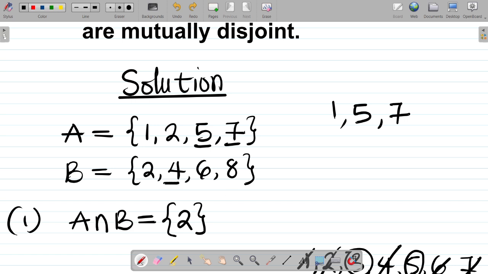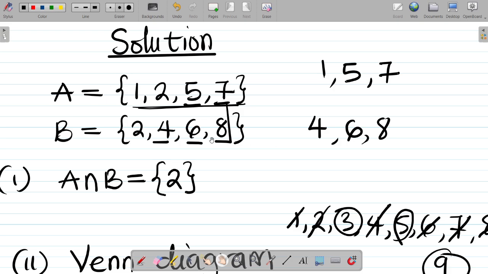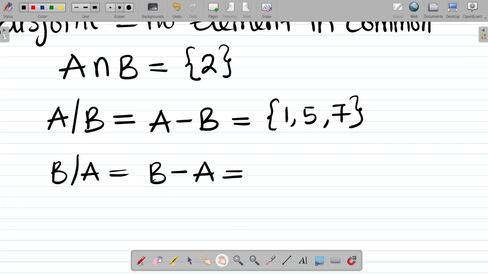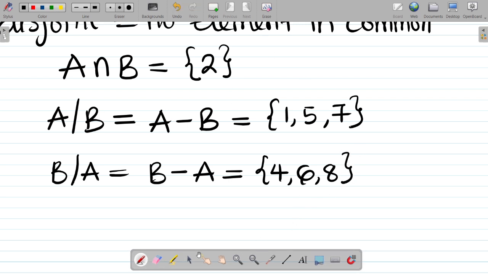Okay. I have 4 in B, 4 is not in A. So I'll take down 4. I have 6 in B, 6 is not in A. I'll take down 6. I have 8 in B, 8 is not in A. So I have 8 there. So I have 4, 6, and 8. These are the elements in B, not in A. So how do you prove they are disjoint?